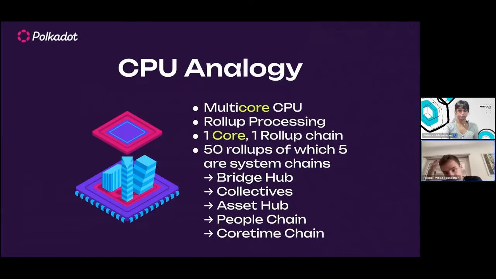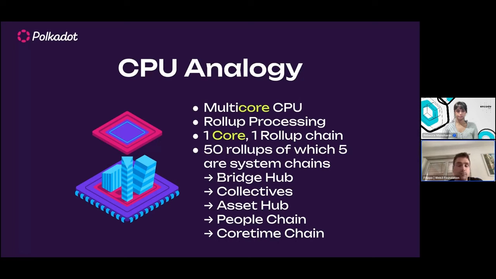So the CPU analogy, essentially what I said is Polkadot is a multi-core CPU. It's essentially a rollup processing CPU. It provides security, and we'll get into a little bit more detail with this. It's currently one core and one rollup. It means that each rollup right now is connected to a core. It's a fixed connection, quite limited, as you might already think. But it is the current state, and we currently have 50 rollups, of which 5 are system chains.